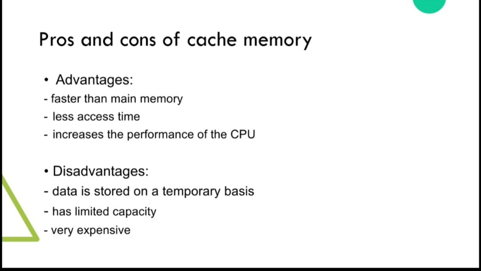Disadvantages is that cache memory is costlier than primary memory and secondary memory. The high cost of cache memory increases the price of the computer system. Also, data is stored on a temporary basis in cache memory.